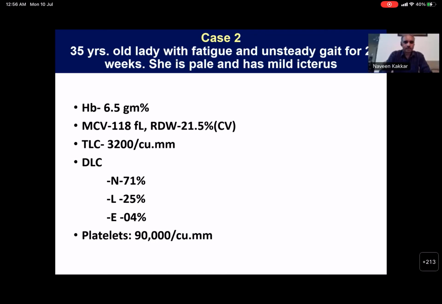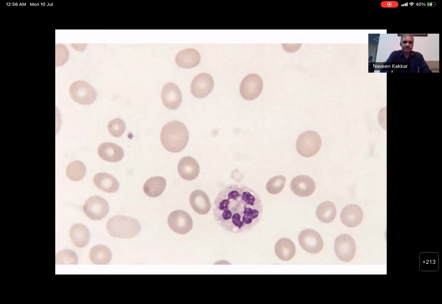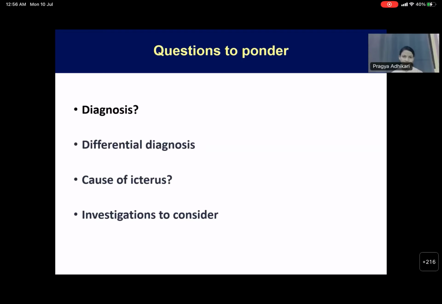Right. And what's your impression from the smear? In this smear, there is a single hypersegmented neutrophil with 7 nuclear segments, and the RBCs show macrocytes and macro-ovalocytes. However, there are no lymphocytes. It looks like macrocytes and macro-ovalocytes, but we cannot see lymphocytes for comparison of the size of the RBCs. A single platelet is seen in this picture. So what's your final diagnosis? It's macrocytic megaloblastic anemia.